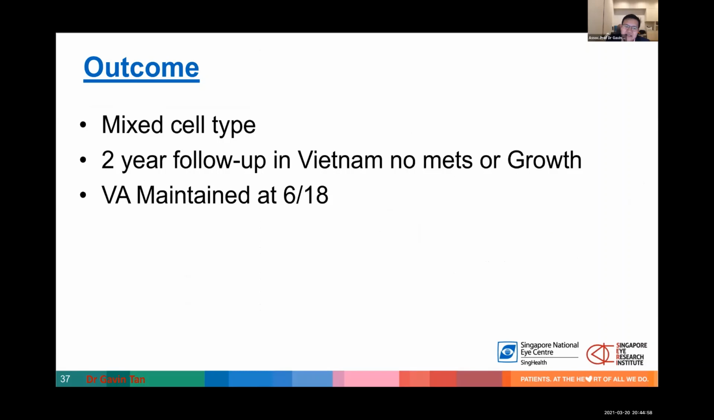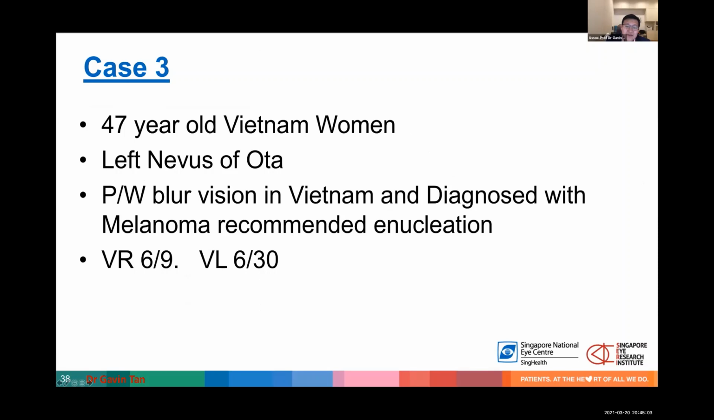The third case is a 47-year-old. This was also a Vietnamese woman, just by chance. She had a pre-existing ocular lesion. So here she had a left nevus of Ota. And she presented, this lady was not a Singapore resident. She came in from Vietnam. She presented there with blurring of vision, and she was diagnosed with a melanoma and recommended enucleation. So she came looking for alternative treatments.